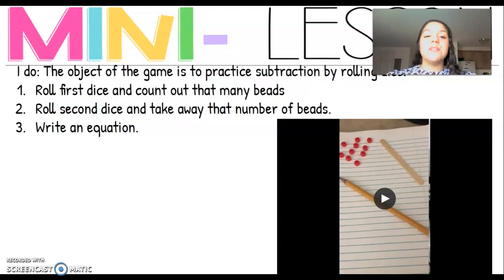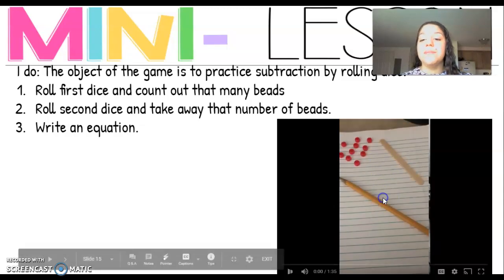So the object of this game is to practice subtraction by rolling dice. And since we don't have dice at home, don't worry, I have you covered with some virtual dice you'll see in a second. So first, you'll see me roll the dice on the screen, and then I'll count out that many beads. Second, I'll roll the dice again on the screen and take away that many beads. Finally, I'll end by writing an equation. Watch the video to see how I do it.